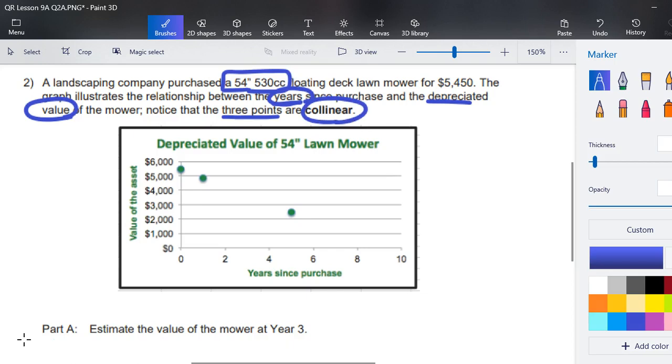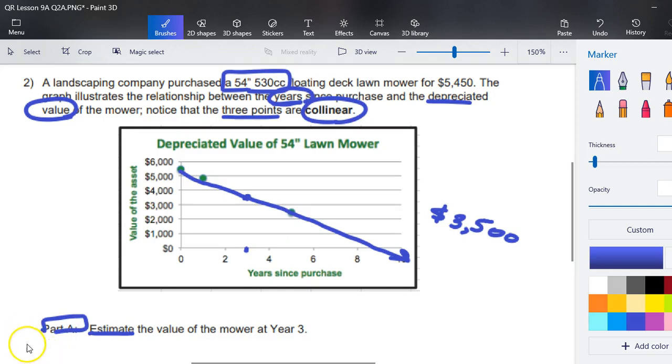So it says on here, and I need to stay with what the questions are asking on part A, estimate the value of the mower at year 3. And if you're looking at this as a line, year 3 is about right here, and it's about right here. And based on how you draw the line, we're still going to be getting around $3,500 or somewhere in that neighborhood for an estimate for part A.